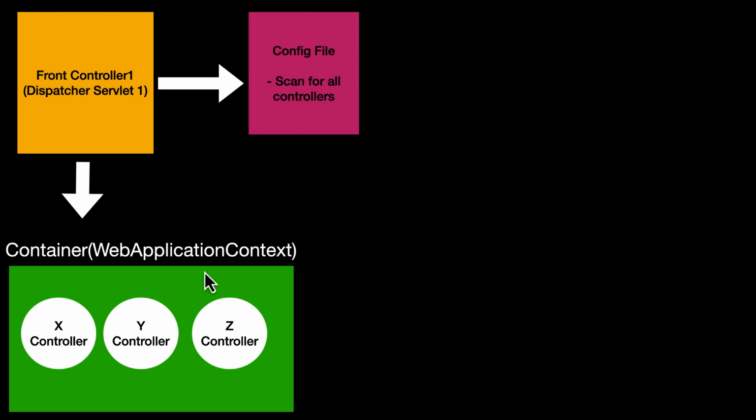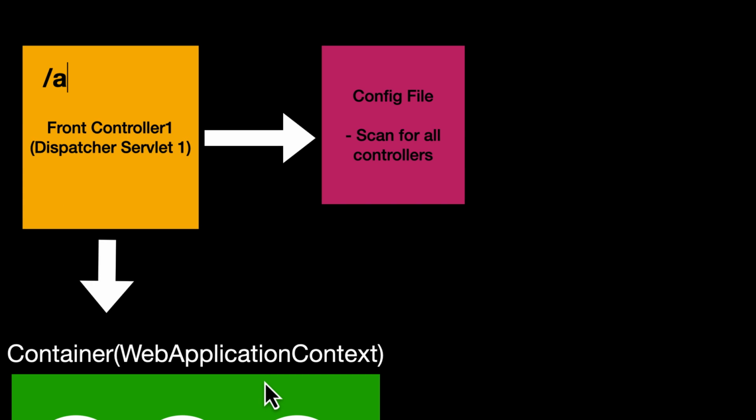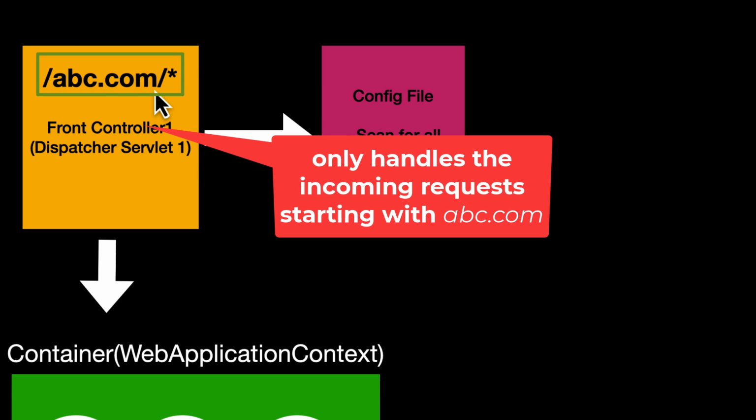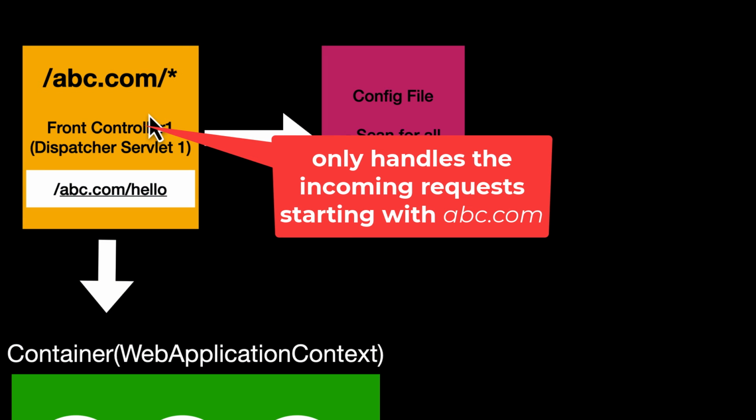Now you have to understand a very special thing. Every front controller will be attached with a URL pattern. For example, front controller 1 has a URL pattern called abc.com/star. That means this front controller will only work for this URL endpoint, abc.com, and after that there can be anything. That's why I've written /star. So if any request comes to my application starting from abc.com, then this is the front controller which will handle that request.